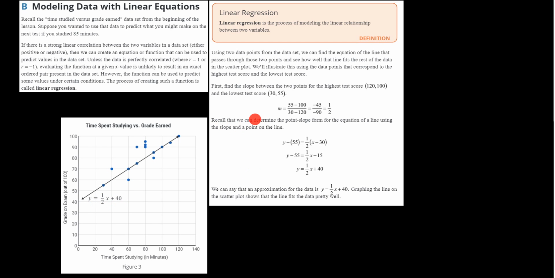Anyway, so recall that we can determine the point slope form for the equation of a line using the slope and point of a line. So in order to generate this equation, we use the point slope form. Okay, and again, the point slope form is aptly named because, well, you use a point and you use a slope. And so since we got the slope, we're just going to use either of those points, and we end up generating this equation here using the point slope form. And we can see that we have a pretty decent equation model for time spent studying versus grade earned.